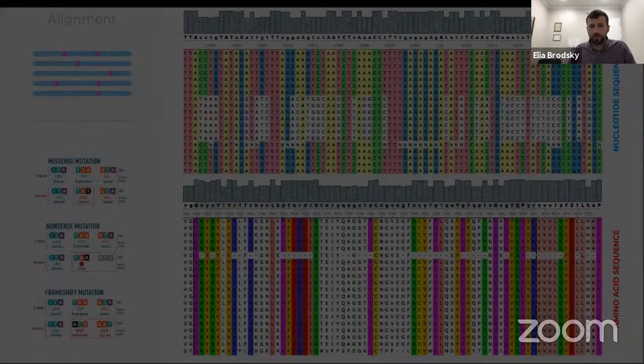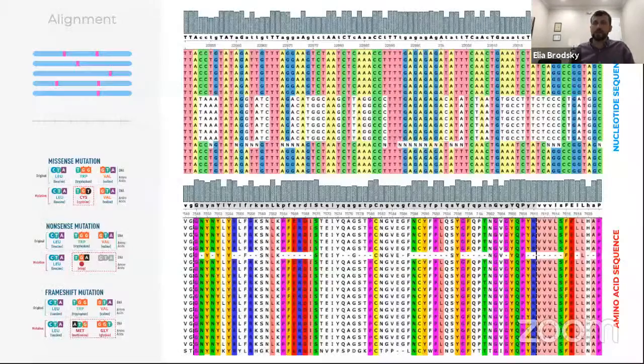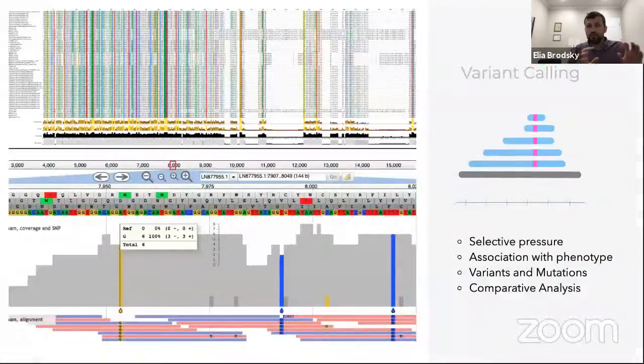The second type of analysis that we'll briefly describe is variant calling. Different types of data, remember that this is FASTQ files, not FASTA files, right? And here the objective is to identify specific positions that are very different from the reference genome. And these could be a result of selective pressure, variants and mutations that are associated with a phenotype. So let's take a look at an example.